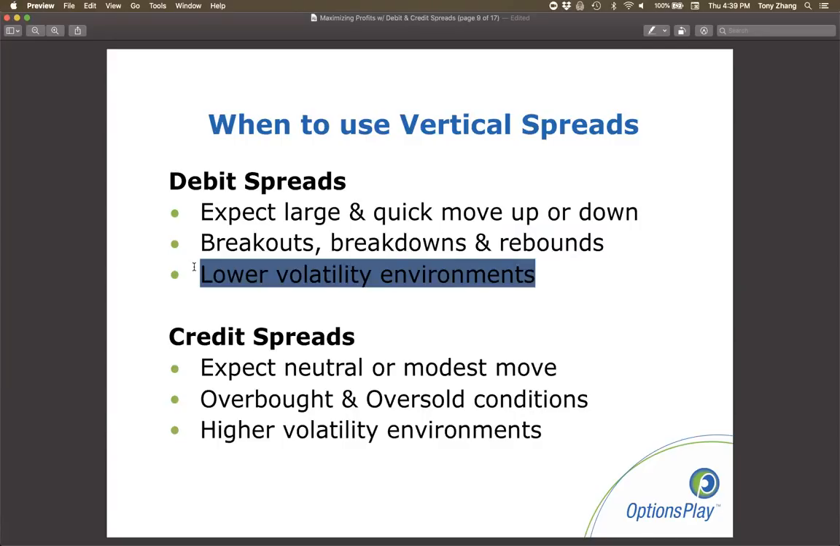However, I do want to point out, and I'll make a point of this in the next slides, that just because you're in a higher volatility environment does not mean you can't trade a debit spread. And that's a key thing that I want to point out today in the next slide.